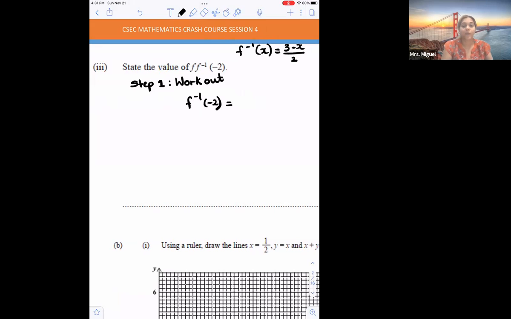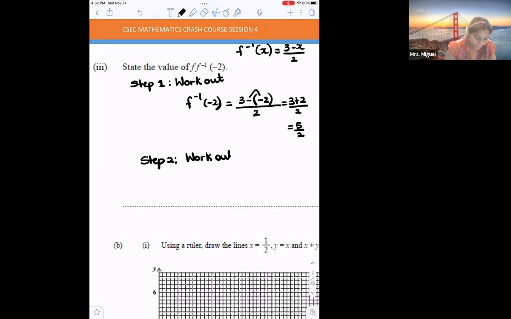All right. So we write in the 3 and we write in the 2. That's staying the same, that doesn't change. We keep in our negative and in place of the x, we replace it with negative 2. So 2 negatives are going to combine and form a plus. So this will give me 5 over 2. So that was my step 1. So step 2 now, work out. So we did this part. And this part gave me 5 over 2. So now I have to find f of 5 over 2.